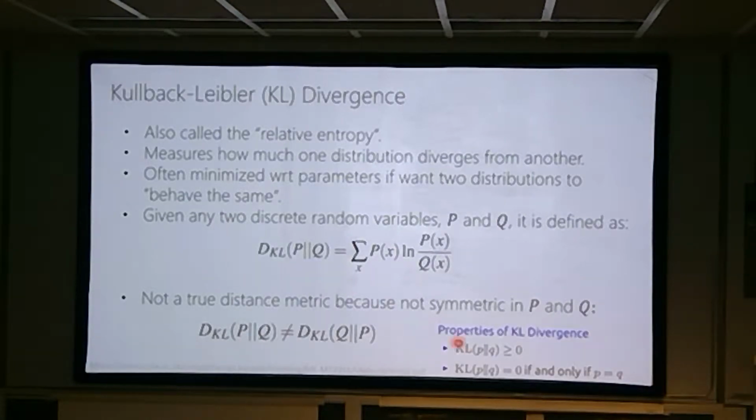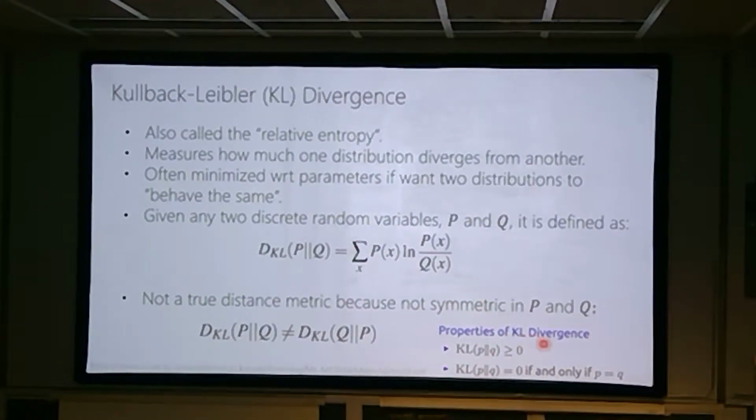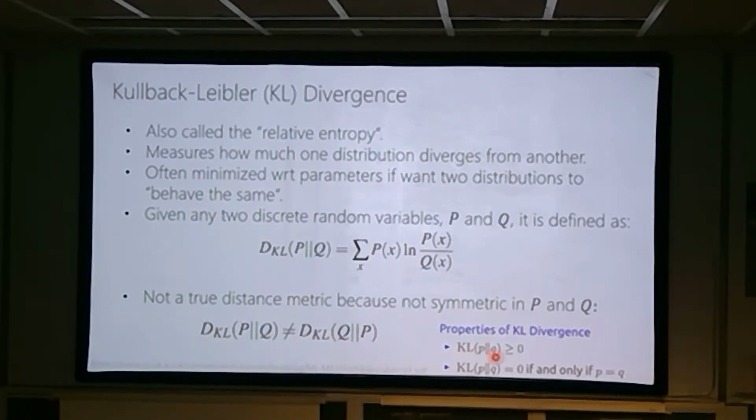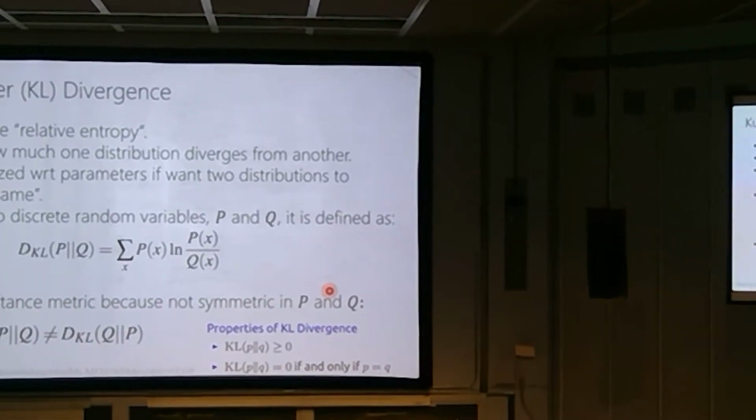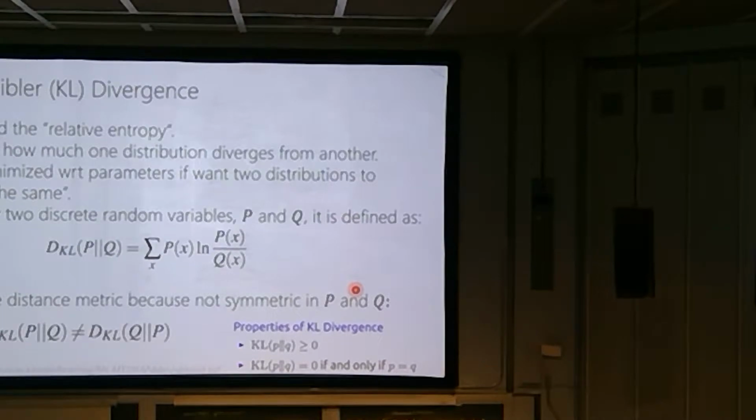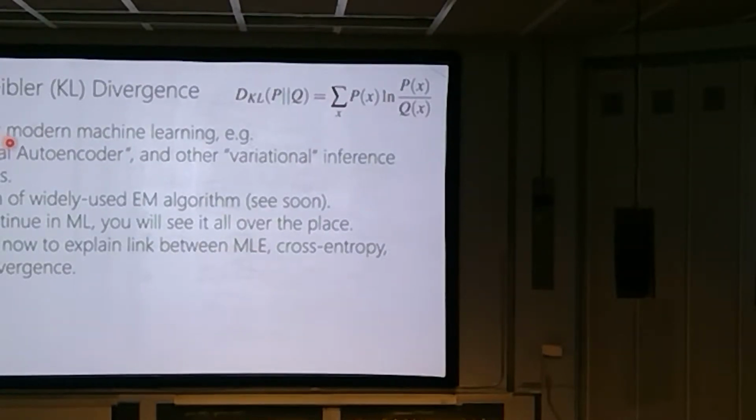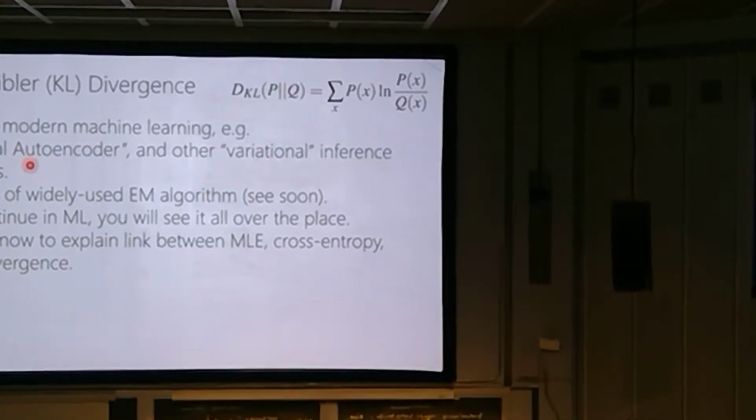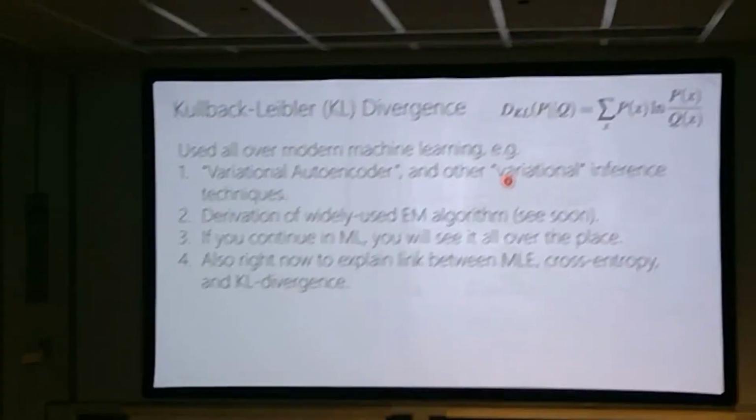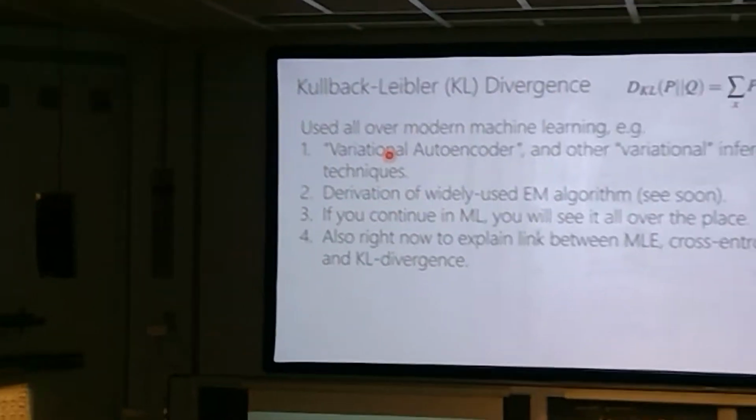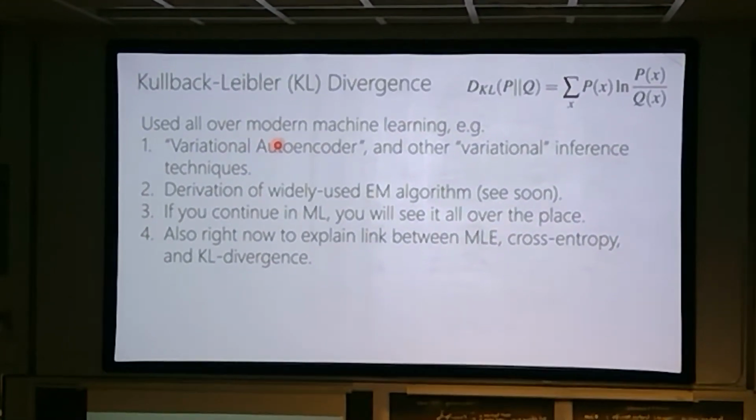And it has some properties. The divergence can never be negative. The divergence between distributions is 0 only if the distributions are exactly the same, and otherwise it's greater than 0. And the greater it is, the larger the divergence. This is really used all over modern machine learning. If you go on and take more advanced topics, things like variational inference, maybe some of you have heard of, and there's a really hot model right now called the variational autoencoder.